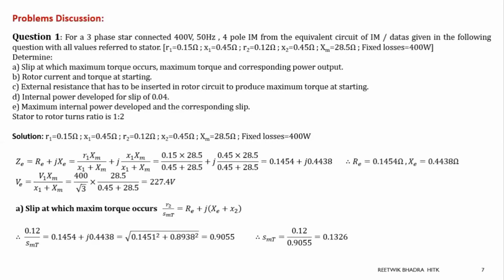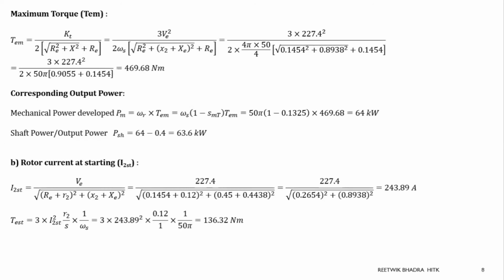Next, rotor current and torque at starting. Now we need to find out current and torque at starting. So I2ST is equal to this one. This also we had derived in our previous slide. This is a general equation, VE divided by RE plus R2 by S plus X2 plus XC whole square. And since at starting S equal to 1, so R2 by S is nothing but R2. So we have replaced it by R2 over there.